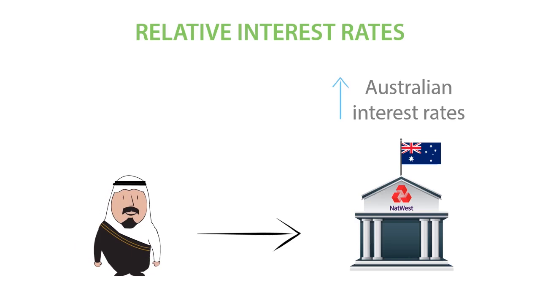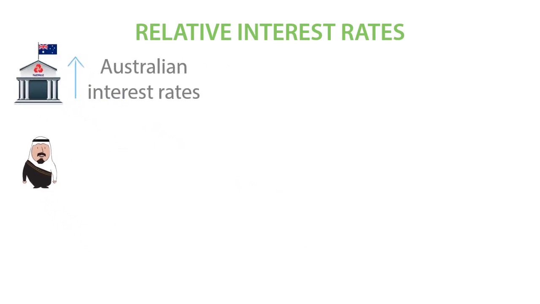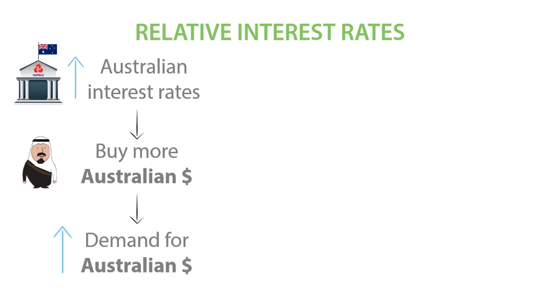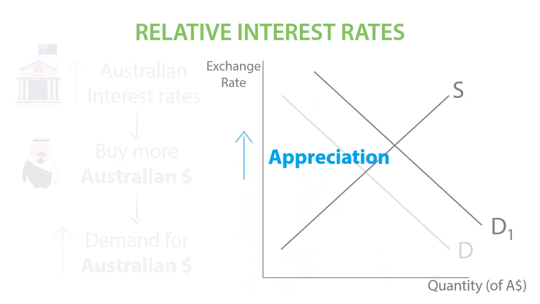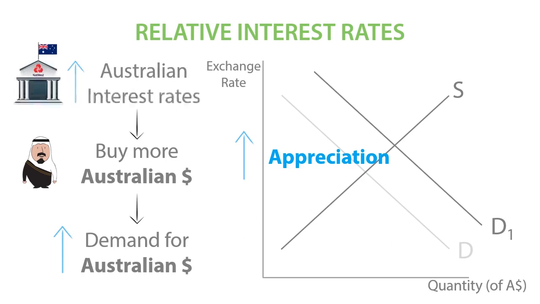But to save in Australian banks, you need Australian dollars. So, as hot money investors started putting more money into Australian banks, they had to exchange their own currency and buy more Australian dollars, meaning that the demand for Australian dollars increased. And an increase in demand for a currency will appreciate the exchange rate. So, when Australia raised their interest rate, their exchange rate appreciated.